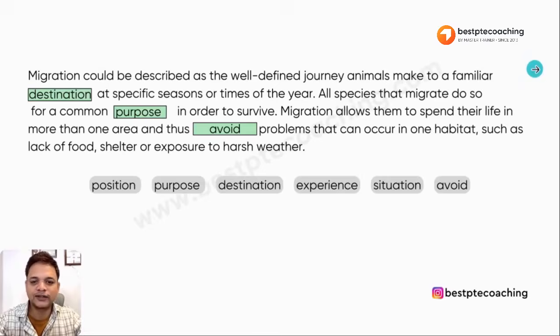So let's look at the answers. Familiar, destination, common, purpose, thus avoid. So that they can avoid. Thus means what? So that. Perfect. So 1, 1, 1, 3 marks.